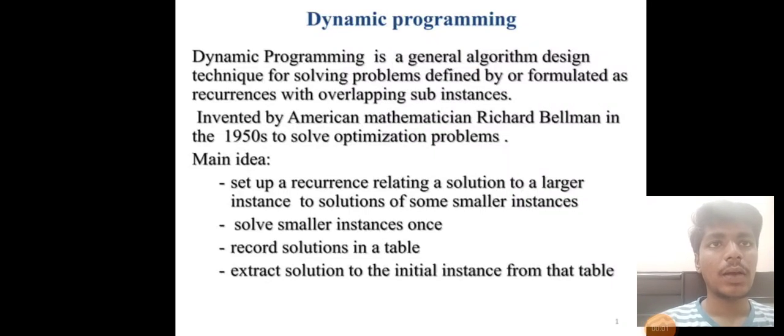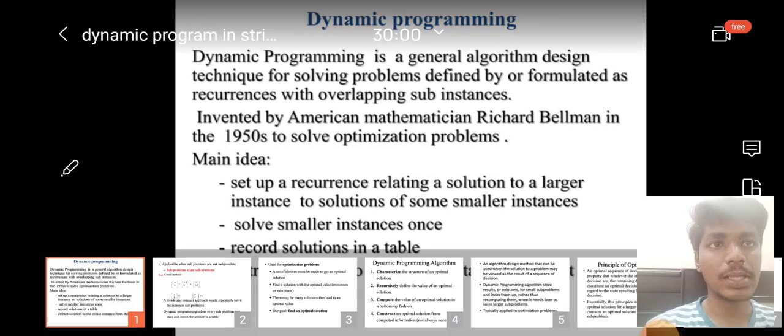Everyone. Now my topic is about dynamic programming. Dynamic programming is a general algorithm design technique for solving problems defined by or formulated as recurrences with overlapping sub-instances. It was invented by Richard Bellman in the 1950s to solve optimization problems.